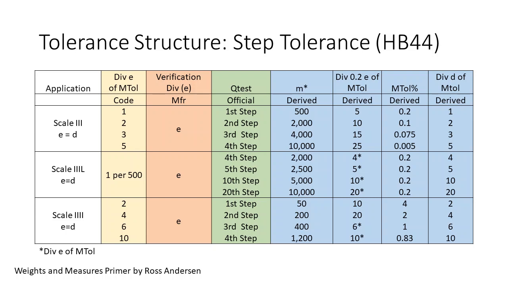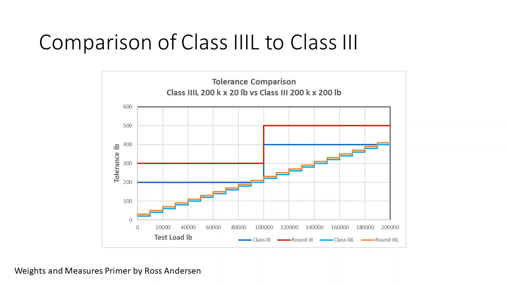I considered that the authors of the scales code intended E to be both the tolerance step and the resolution of the error, always rounding to the nearest 1 E of error. I reject that because of Class 3L. This graph shows a 200,000 by 20-pound Class 3L superimposed over a 200,000-pound by 200-pound Class 3. These instruments should be equivalent in performance and accurate to 0.2% despite the different size steps.